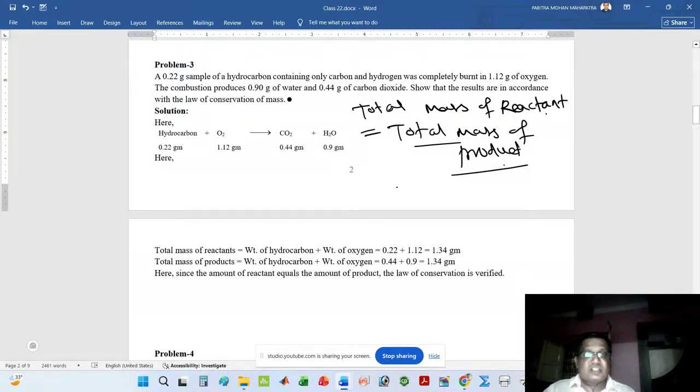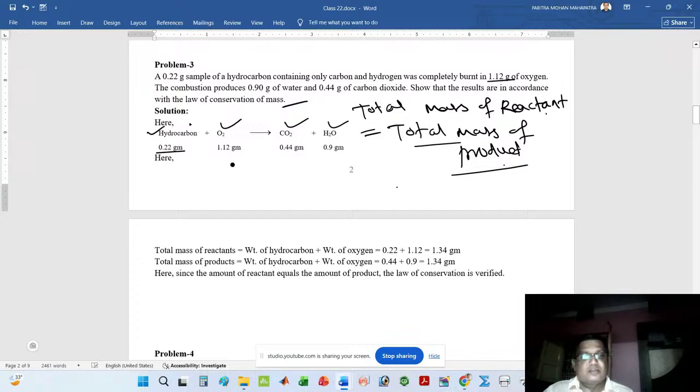From the question, I can write the equation like this: hydrocarbon plus oxygen gives carbon dioxide plus water. From the question, what is the weight of the hydrocarbon? The weight of the hydrocarbon is how much? 0.22 gram. And the weight of oxygen is how much?